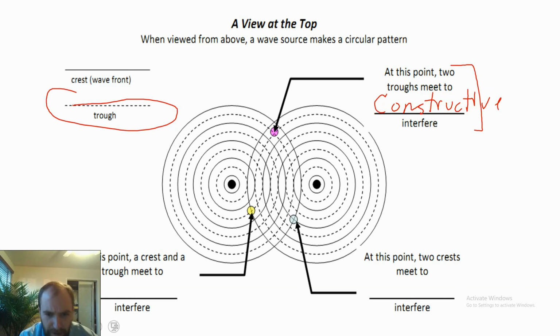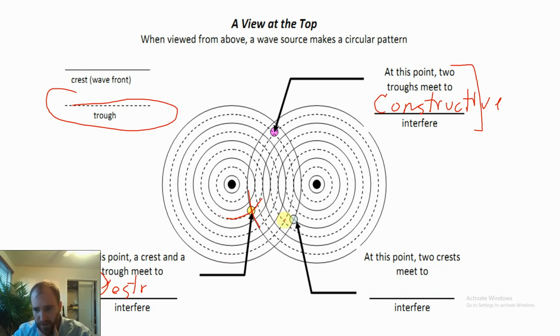Okay, let's look at this point right here. We've got a solid line, which is one of the crests, intersecting with a dotted line, which is the trough. The top part meets the bottom. The positive meets the negative. I think that is destructive interference, which is one of those places where those two wave sources cancel each other out.